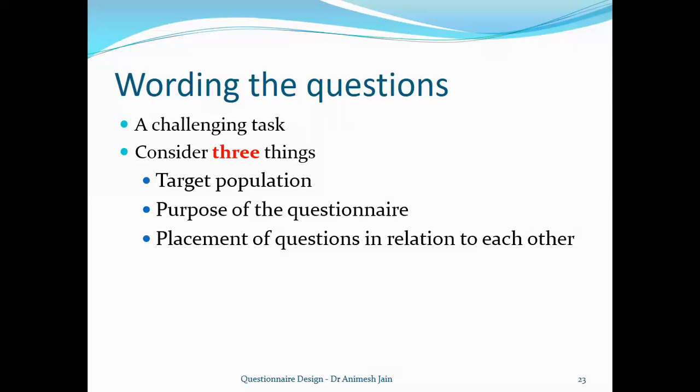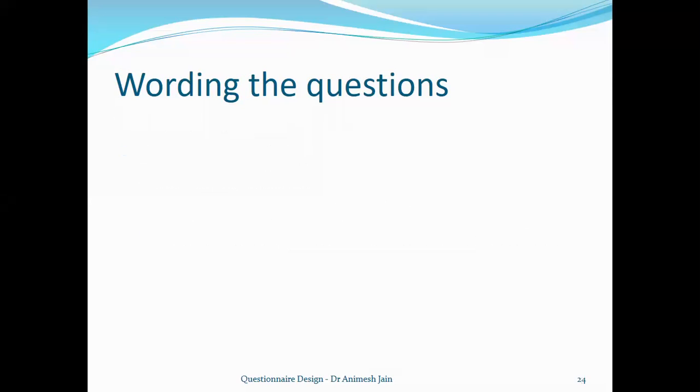Why are you making this question? Or what exactly are you planning to do with this together? And the placement of questions in relation to each other, which can come a little later, as I said. So these 3 things are the most important things which you need to think of. Coming to the wording of questions.